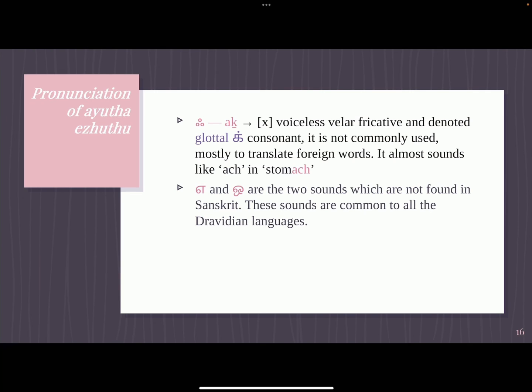The last one is the special letter I talked about, the ஆய்த எழுத்து. It's voiceless and somehow also is similar to a glottal consonant. It is not commonly used, as I said, but it's used mostly to transcribe foreign words or Sanskrit words. It sounds almost like the ACH in stomach. E and O are the two sounds which are not found in Sanskrit, by the way. These sounds are common to all the Dravidian languages.